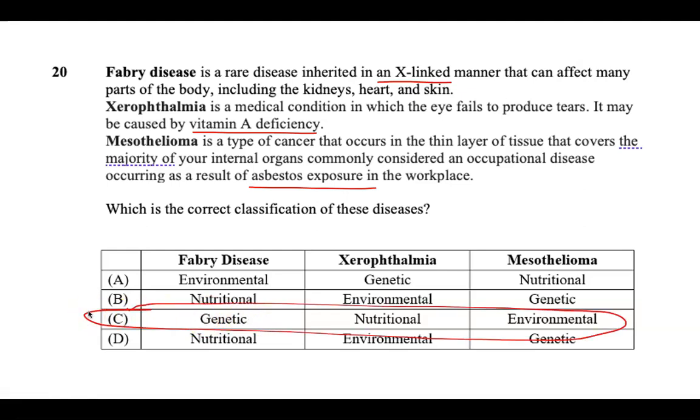But let's just confirm by looking at xerophthalmia, which is a vitamin A deficiency. Vitamin A relates to nutrition, not getting enough vitamin A for what they need. And then mesothelioma, breathing in asbestos, that's an environmental cause of a non-infectious disease.